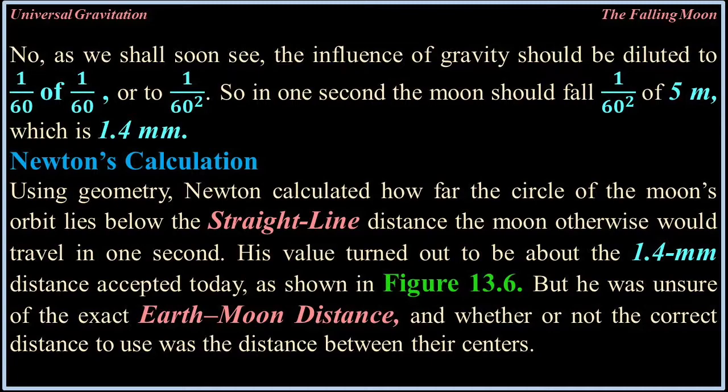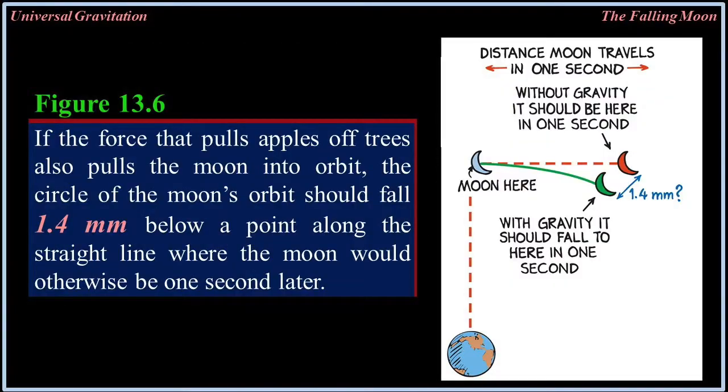Newton's calculation. Using geometry, Newton calculated how far the circle of the moon's orbit lies below the straight line distance the moon would otherwise travel in 1 second. His value turned out to be 1.4 millimeters, the distance accepted today, as shown in figure 13.6, but he was unsure of the exact Earth-Moon distance and whether or not the correct distance to use was the distance between their centers.